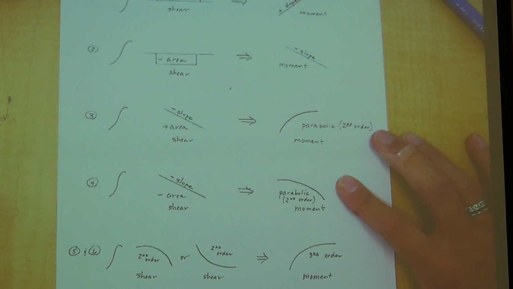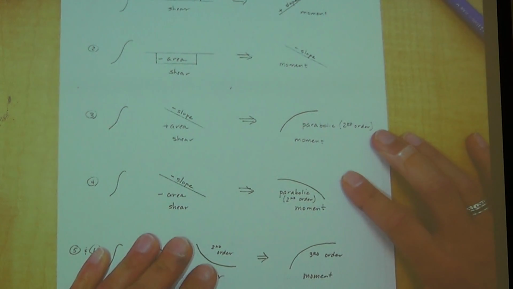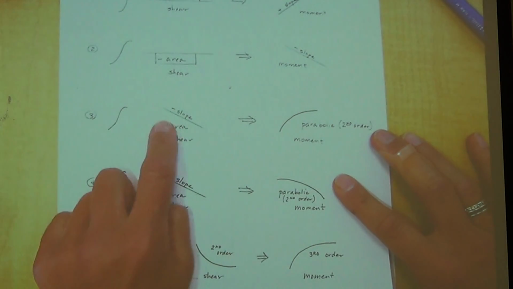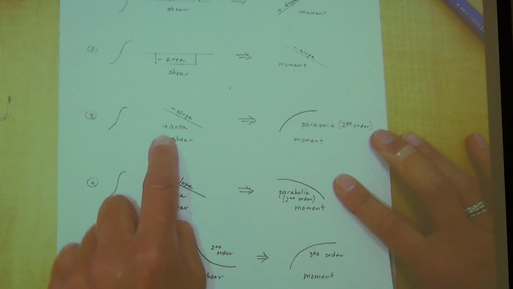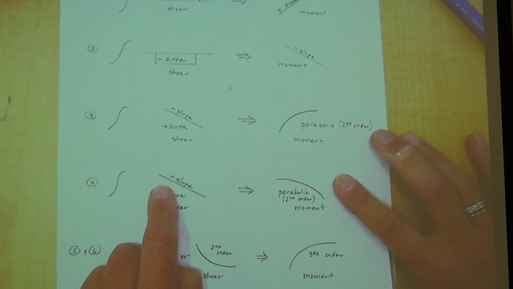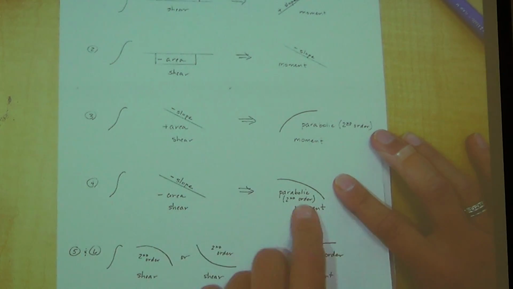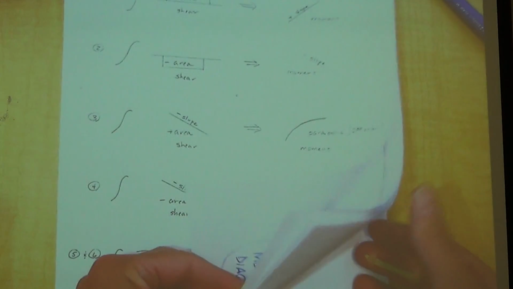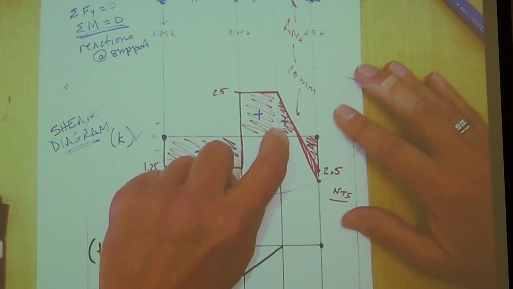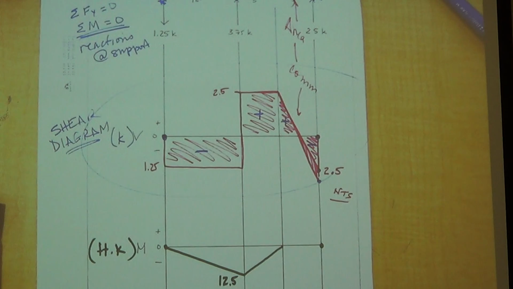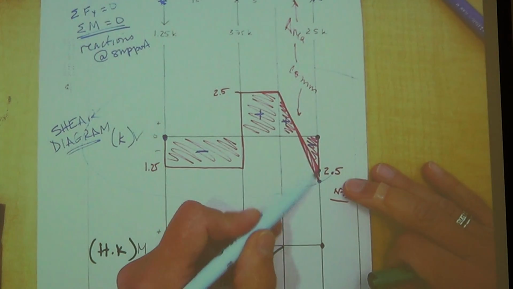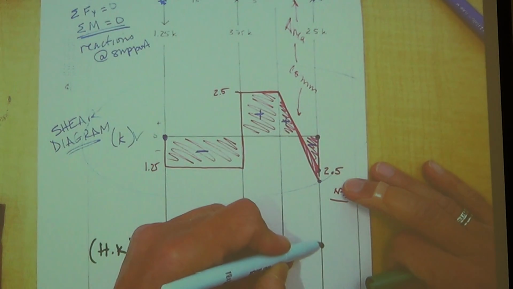Going back to the problem, let me just remember these two. Negative slope, positive area goes up. Negative slope, negative area goes down. So let's just finish this. Negative slope, positive area goes, Jack? Up. And then the negative slope, negative area goes? Down.